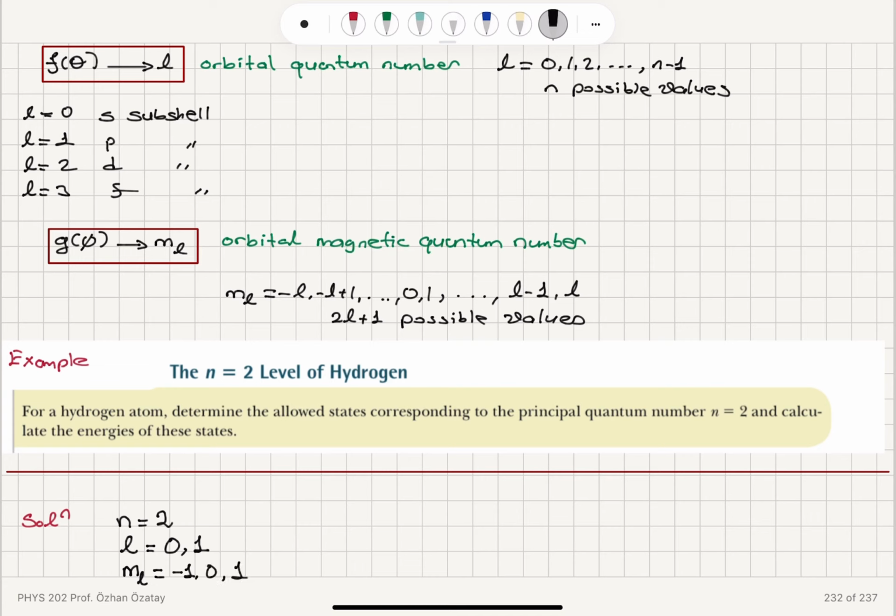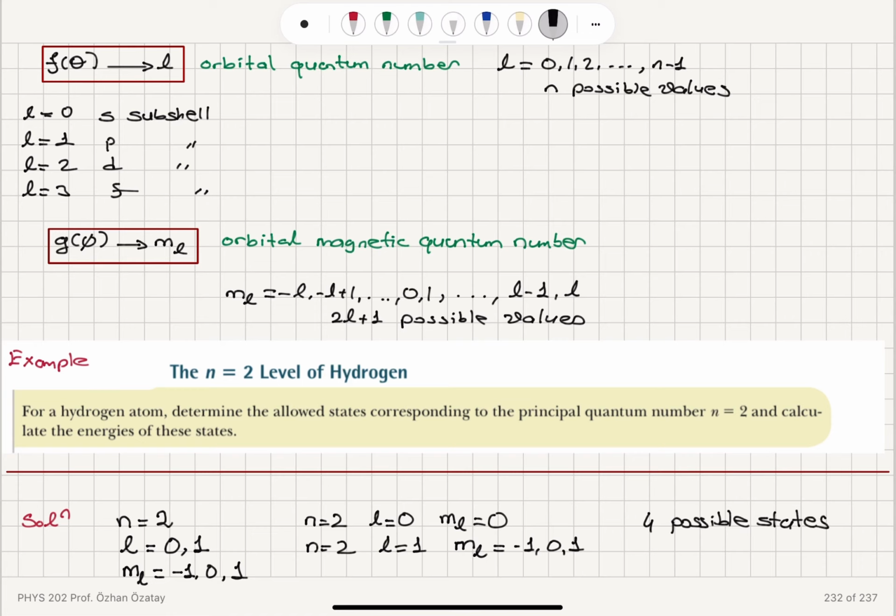So the possible states are n equals 2, L equals 0, corresponding M sub L value is equal to 0. Then we have n equals 2, L equals 1. The orbital magnetic quantum number M sub L can take values minus 1, 0, 1. So we have 4 possible states here. Discrete set of quantum numbers.